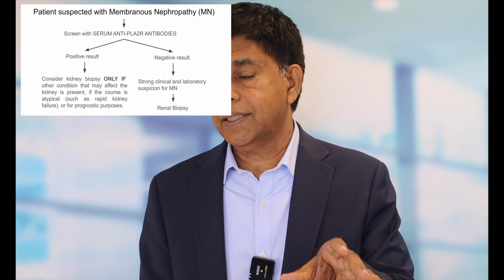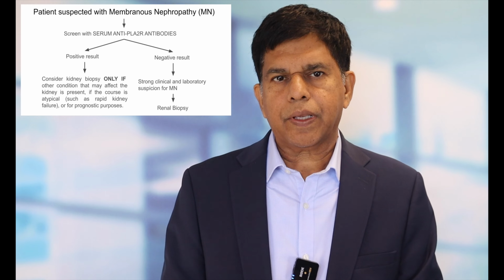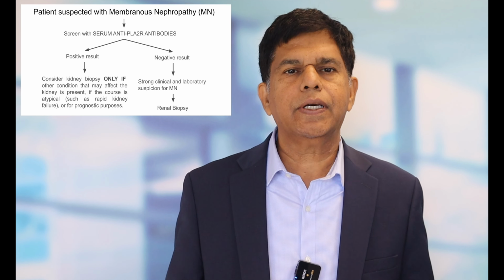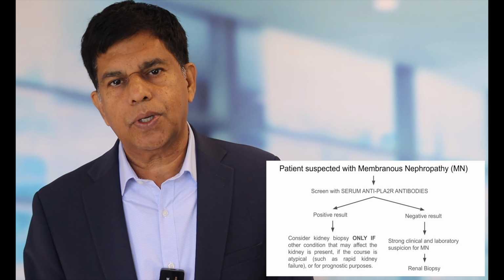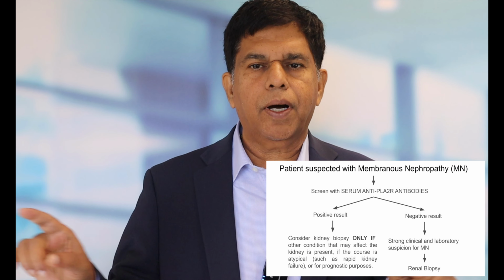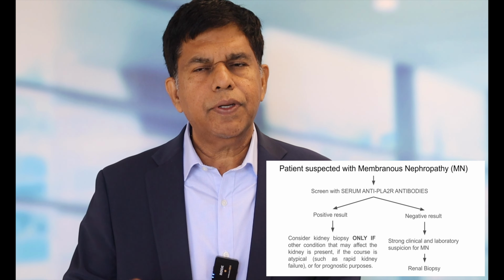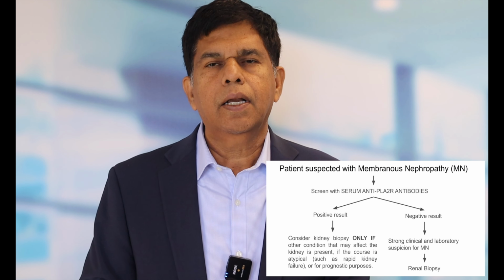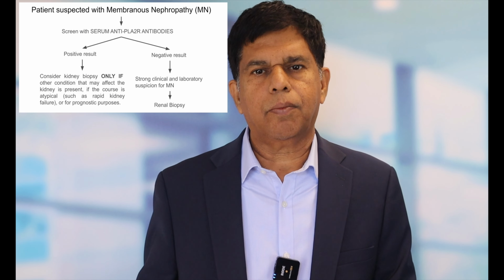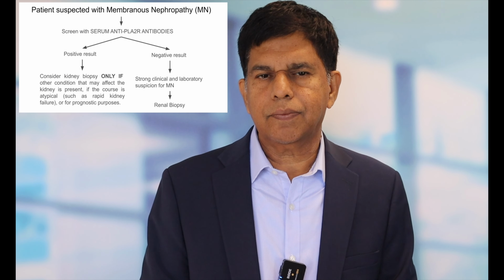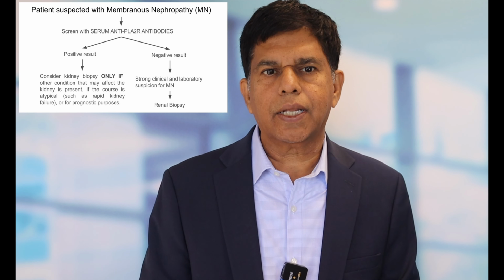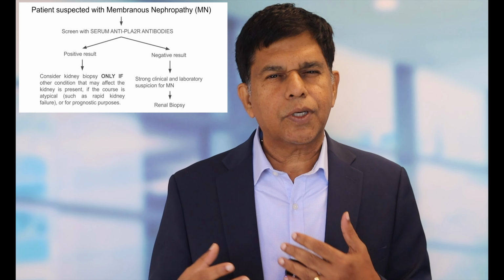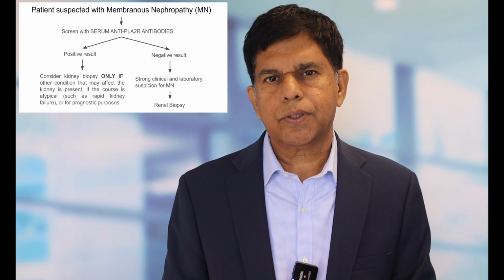Now we have a nice diagram here. You suspect membranous nephropathy. The first screening test you should do is serum anti-PLA2R antibodies. It can be positive or negative, okay? If it is negative and there's strong clinical and lab suspicion for membranous nephropathy, go and do the biopsy. If it is positive, the only time you need to do a biopsy is for any other condition that affects the kidney, or if the course is atypical. Okay, so that is the thing.